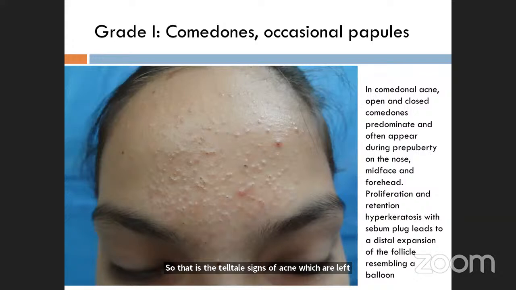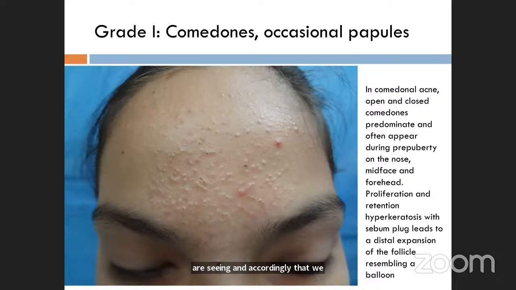So how do we grade acne? Broadly, grade 1, 2, 3, 4. Why do we grade acne? Because once we are giving treatment, we want to know whether the child is improving after the treatment. Is the acne coming down in its grade? We also grade acne to identify the kind of lesions we are seeing, and accordingly, the treatment plan changes.